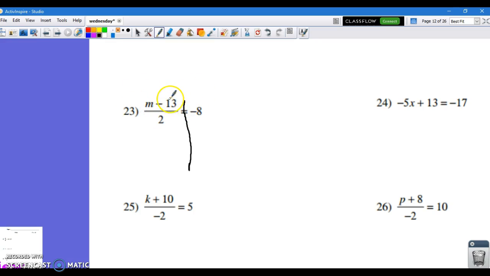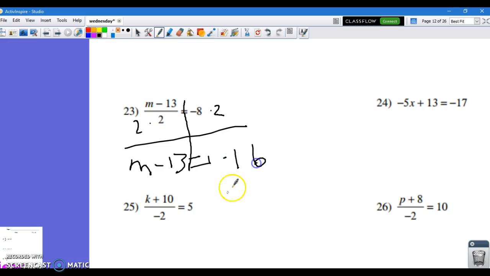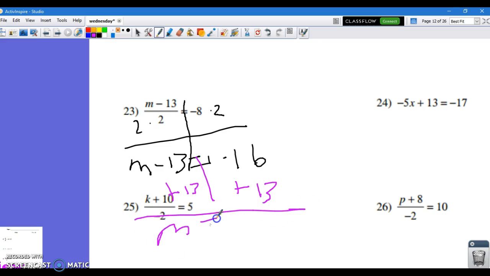So remember, junk in a trunk fraction, I'm going to multiply out first. That cancels, leaving me M minus 13 equals -8 times a +2 is a -16. Then I'm going to add 13 to both sides. M equals, adding 13 to both sides, number 23 is going to be -3.